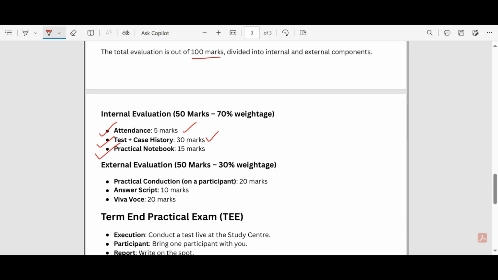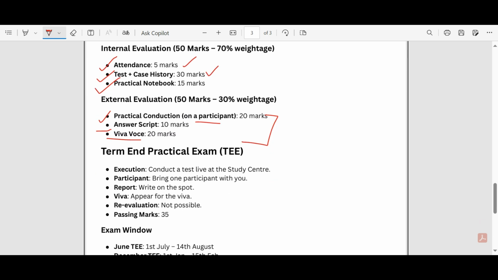Then what does the external evaluation include? It can have practical conduction on a participant, answer writing on a paper, and then viva voce. So in some cases they only take the Viva and skip the first two parts. In that case, the Viva only will be of 50 marks, right? So you have to prepare accordingly. You can ask your study center how the external evaluation is going, right?